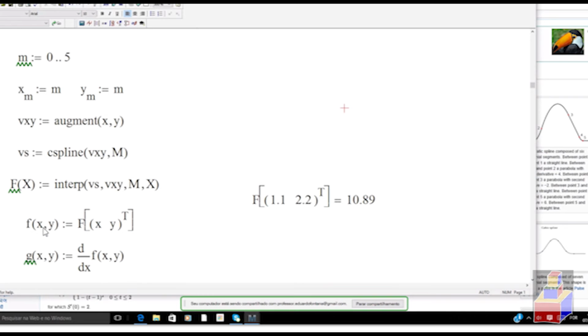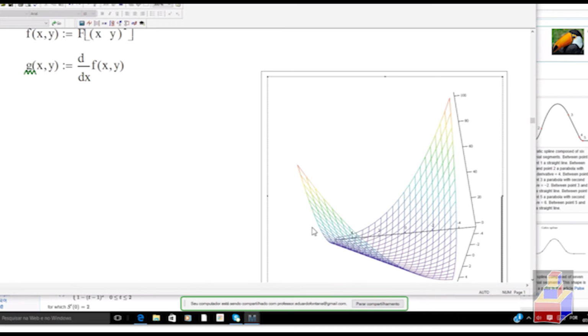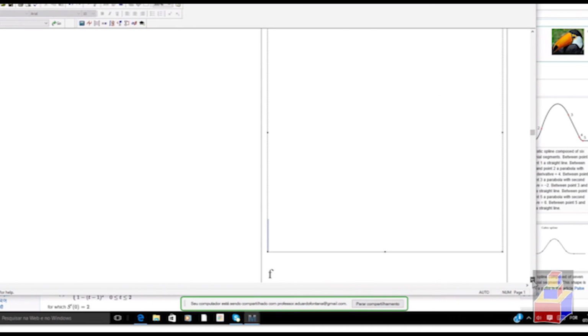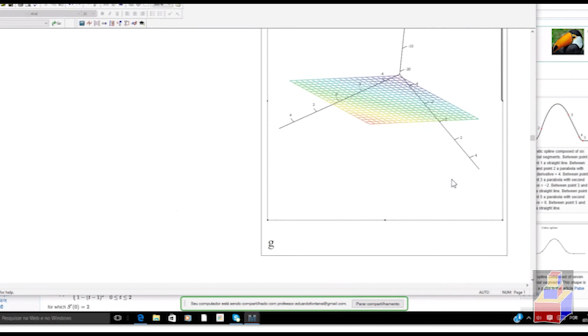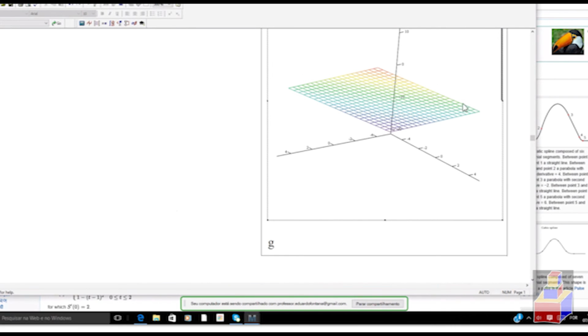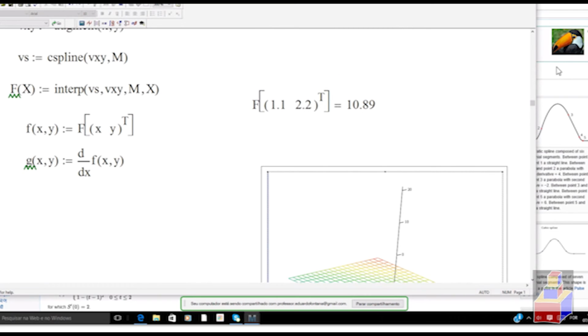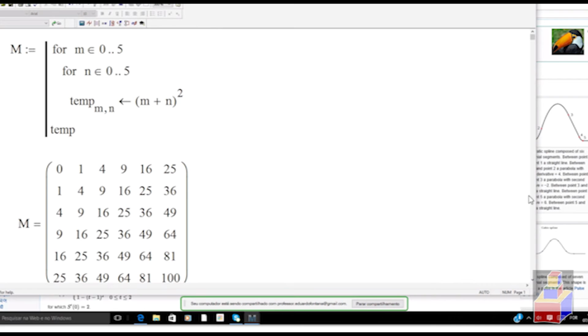For instance, I have f of xy defined as a function of two variables, with xy transposed as the vector. I can calculate the derivative of f if I want. Notice that once I have an interpolating function, I can calculate physical things. I can get the derivative and calculate. So this is the function itself, and I calculate the derivative here, which, for a quadratic function, has a plane as its derivative. So this is just to show how to use these things in MathCAD.